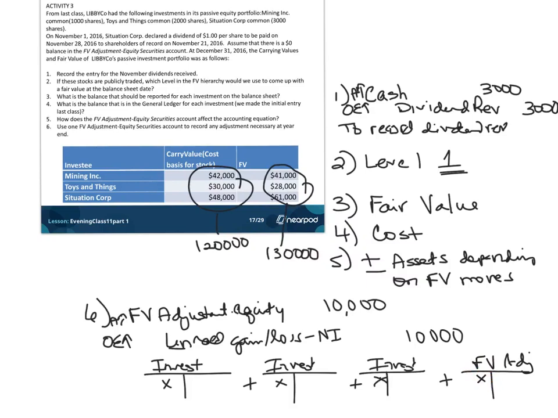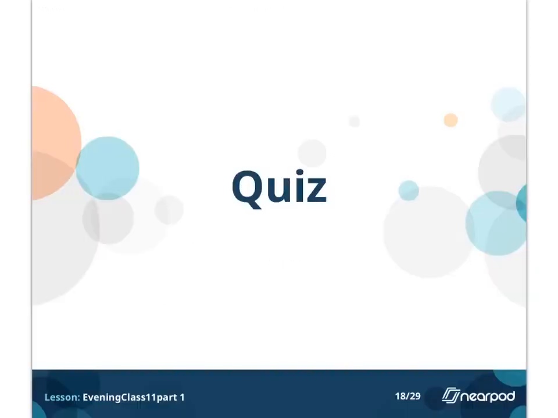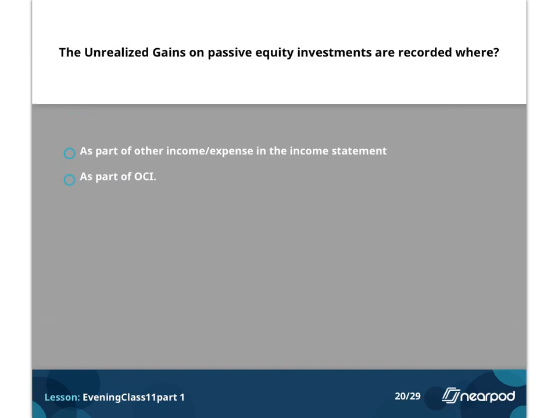But there you go. Pretty straightforward. Passive equity investments. We have a little bit of a quiz. Unrealized gains on passive equity go into other income or expense.